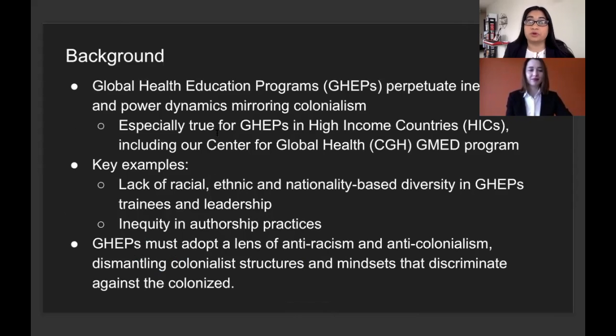Global health education programs perpetuate inequities and power dynamics that often mirror colonialism. This is especially true for global health education programs in high-income countries, like our own GMED program at UIC. Some of the key ways in which this is perpetuated are a lack of racial, ethnic, and nationality-based diversity in training and leadership, and an inequity in authorship practices. We claim that global health education programs must adopt a lens of anti-racism and anti-colonialism in order to dismantle the previous inequities and colonialist structures.